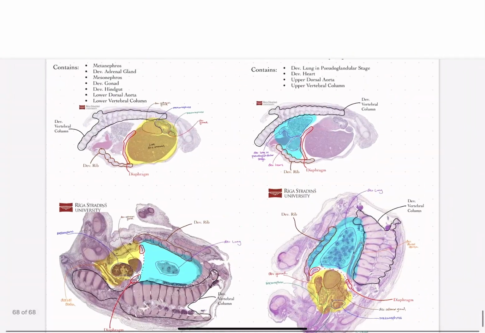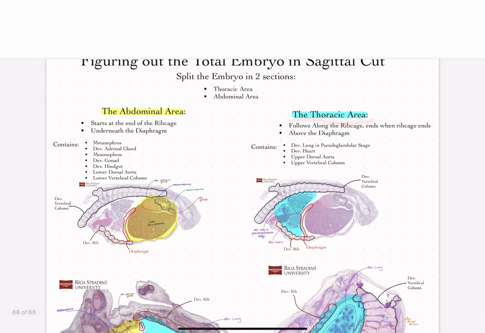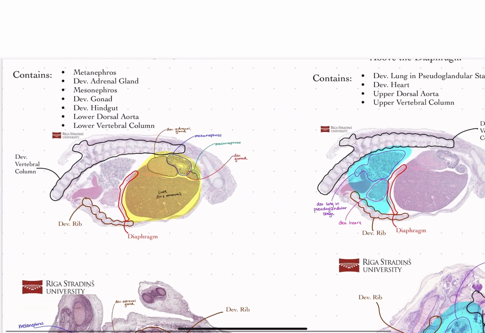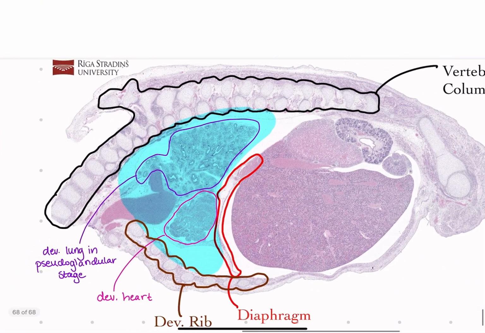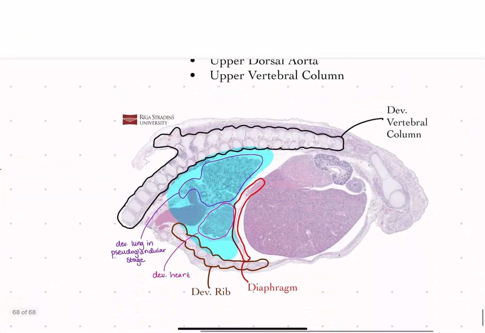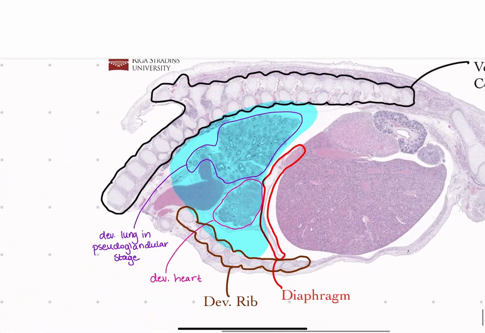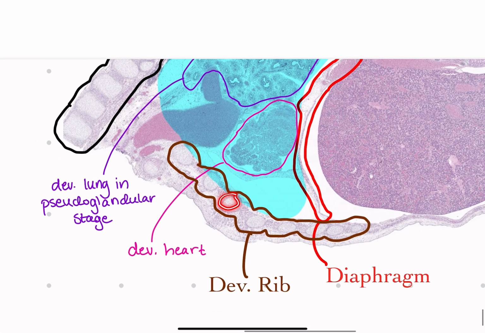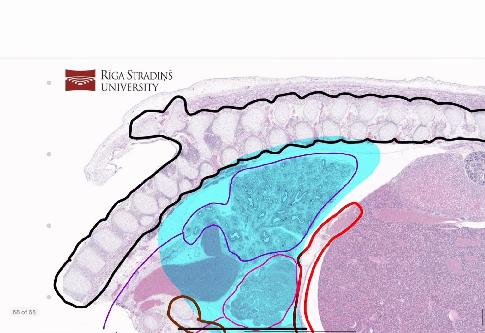So for the thoracic area, we follow along the rib cage, and it ends when the rib cage ends. What do I mean by that? Well, if we look at this slide here, the blue area being the thoracic area, we can see the rib cage right here. We can see that the ribs are very circular in shape, while here, even though the vertebral column also has these circular areas, it's followed by other processes of the vertebral column.